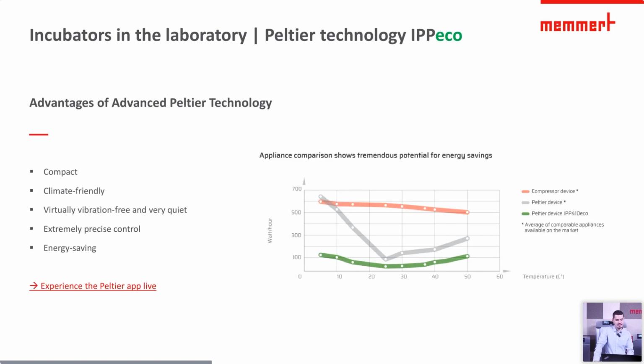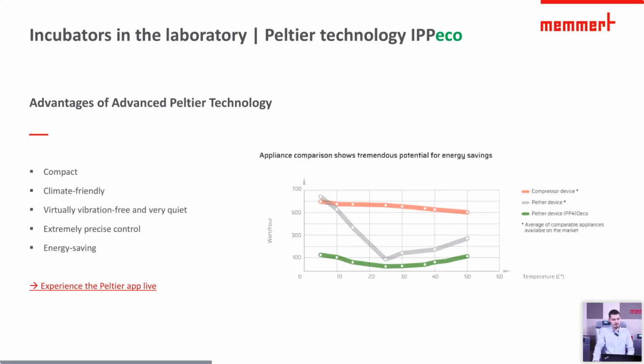Advantages of the advanced Peltier technology are that the devices are more compact, as no additional installation space is required for a compressor. There's no need for refrigerants, and they're also environmentally friendly, energy saving, and have low CO2 emission. There are virtually no vibrations and a low noise level. Also, there is a fast response without refrigerant, therefore extremely precise control is possible.